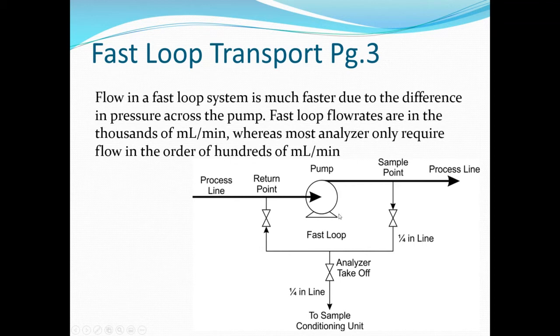So fast loop flow rates typically are in the thousands of milliliters per minute, whereas most analyzers usually only need a few hundred milliliters per minute. So if we can provide it with 10 times more flow, it's going to increase the speed at which the sample is obviously going to make it to the analyzer here. So this is by using a pump, and we have an increased velocity coming out of a larger pipe into a smaller pipe. So again, increasing velocity, and we've got the pressure of the pump as well, pushing it through the tubing. So it goes rather quickly with the fast loop transport method.